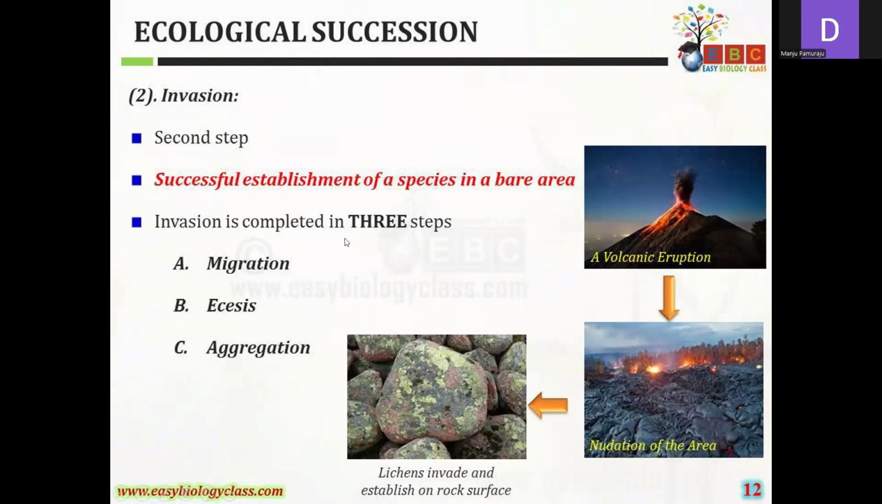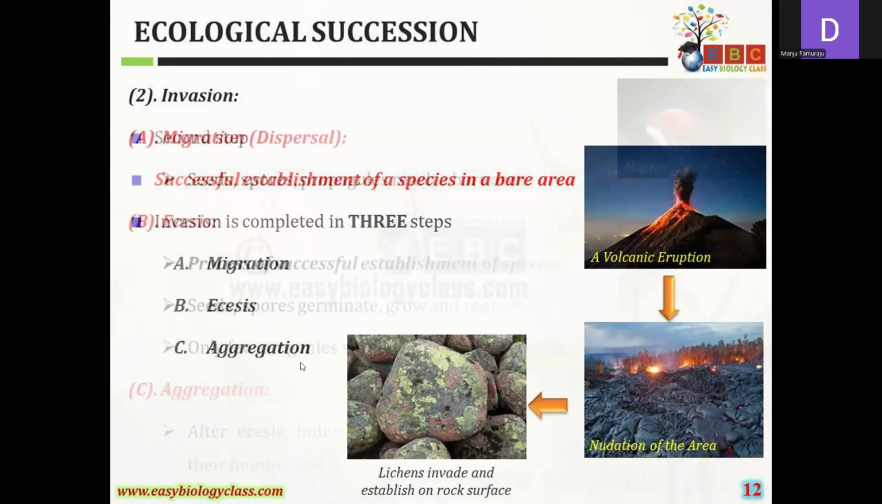So invasion is completed in 3 steps. First, the migration of organisms, that is spores or anything, through birds or any insects. So they will fall on this area. The next one is the ecesis, and the next one is the aggregation. So migration means the dispersal of seeds, spores or propagules, which reach the bare area through birds or any other methods or due to winds.